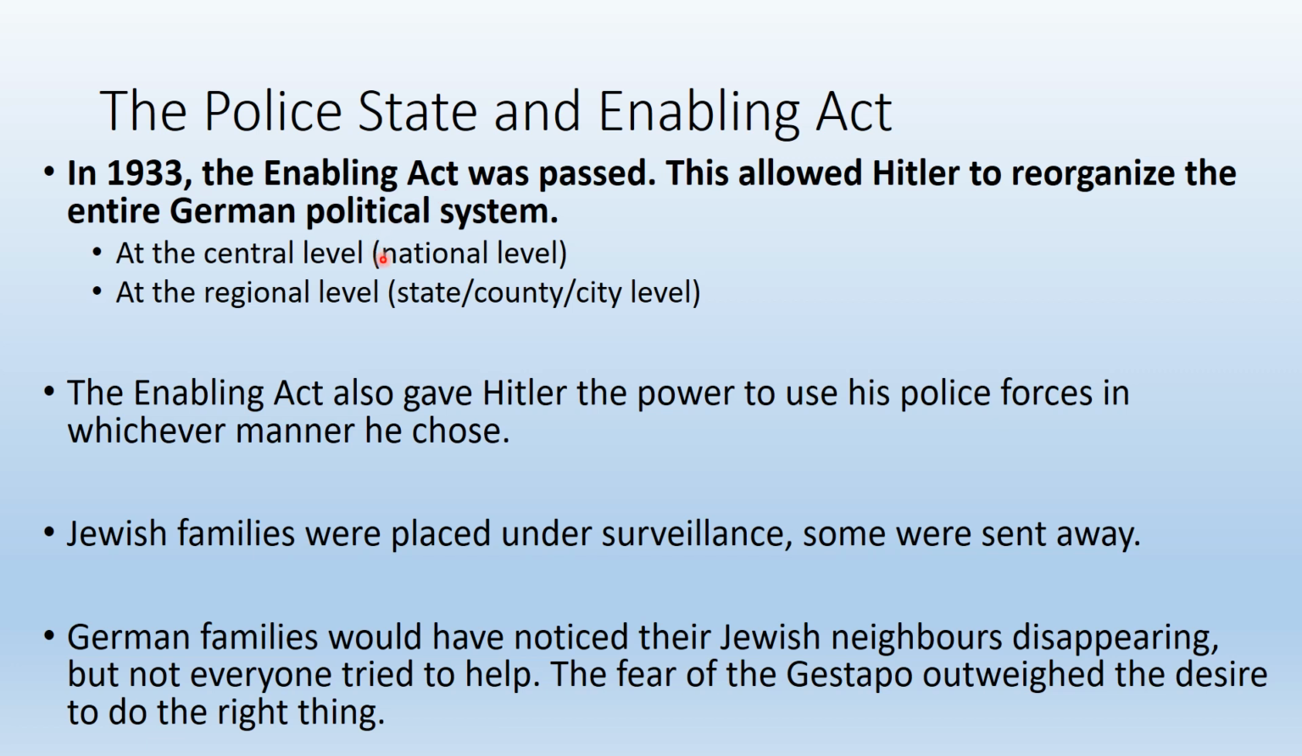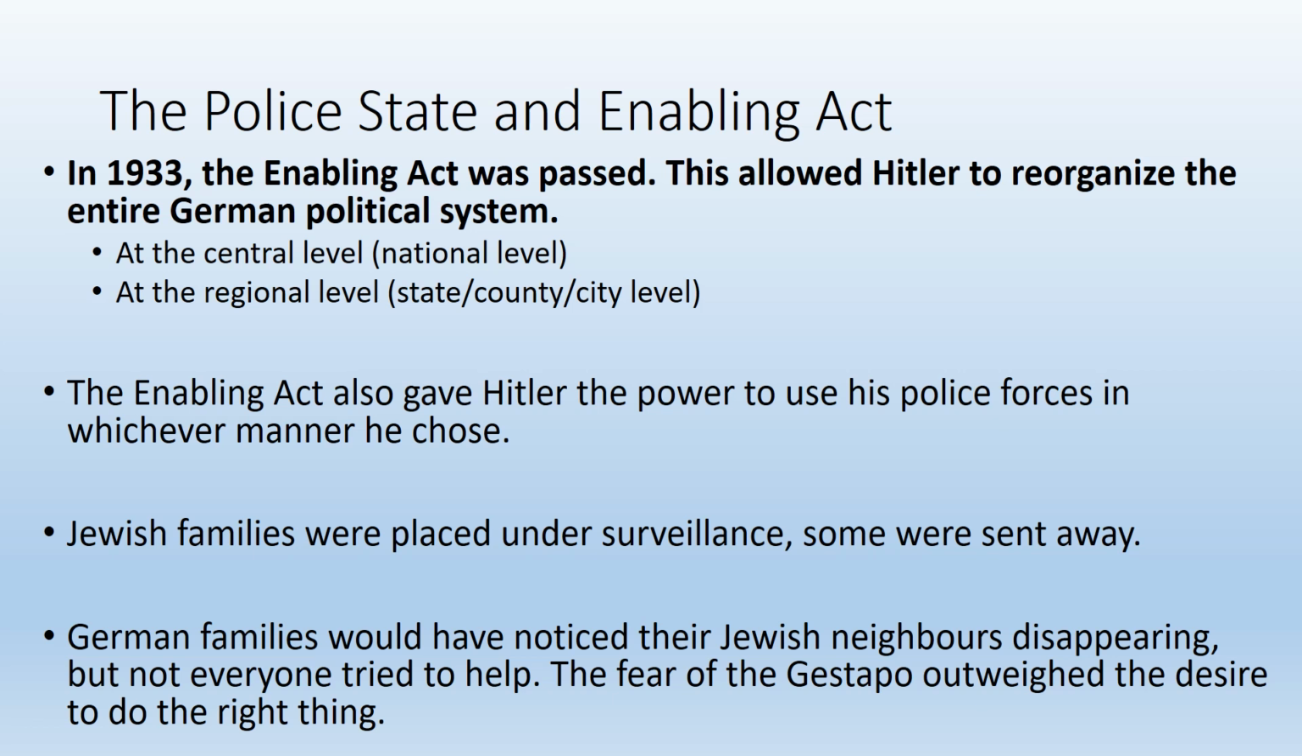Now, the Enabling Act allowed the Nazis to gain control of the political system at the central level, so that's nationally, so that's kind of like our parliament, really, and at the regional level, so that would be like our mayor. The Enabling Act also gave Hitler the power to use his police forces in whichever manner he chose, and Jewish families could be placed under surveillance. And if they were found to be breaking any laws or any rules or undesirable, they could then be sent away.